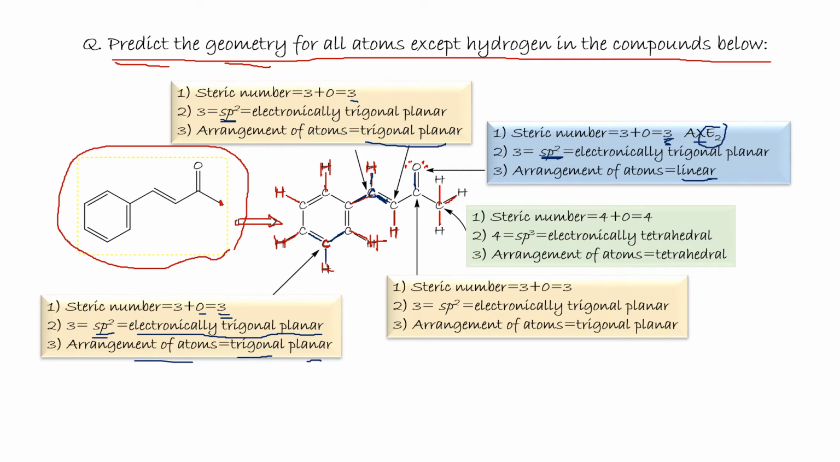For this carbon, how many sigma bonds? 1, 2, 3, 4. So we have a steric number of 4, hybridization sp3, electronically tetrahedral, and the arrangement of atoms will be tetrahedral.